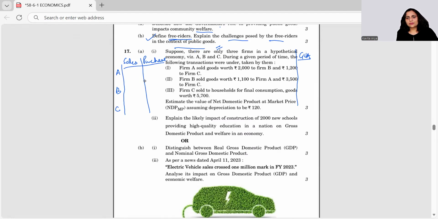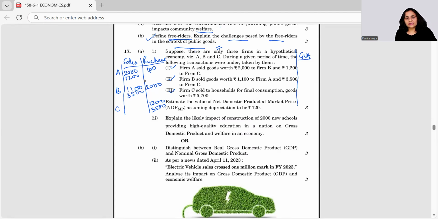So form A sells goods worth rupees 2000 to B. So it's the sales of A and purchases of B. Then 1200 to form C. So it's the sales of A and purchases of C. Now, second statement, form B sold goods worth rupees 1100 to A. So this becomes the sales data for B, but purchases data for A. And 3500 to C. So 3500 here, but 3500 of sales for B.